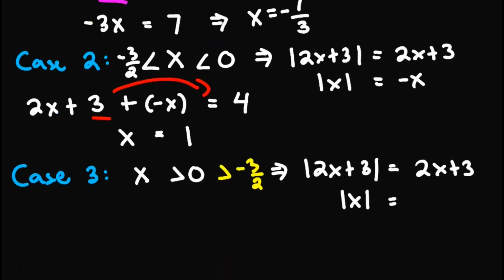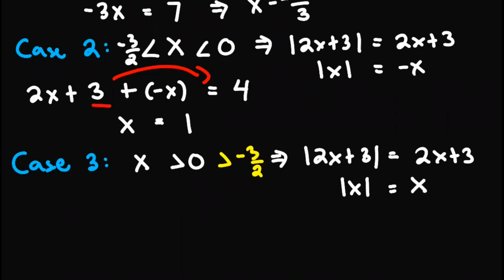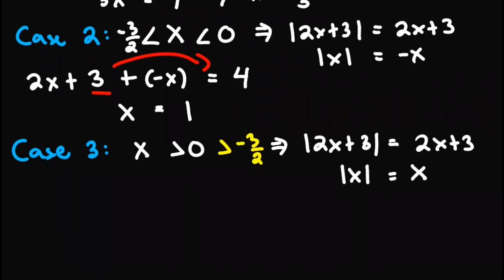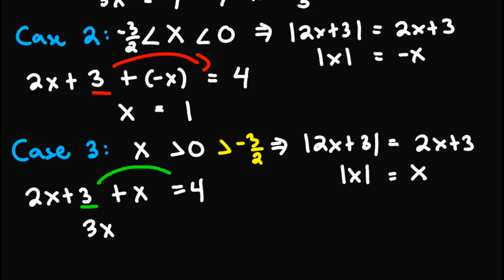So we have here x. And now let's solve this equation. So we have 2x plus 3 plus x equals 4. Simplifying or combining the like terms on the left side of the equation, we'll have 3x, and then moving this 3 to the right side of the equation, we'll have 4 minus 3, or simply 1.